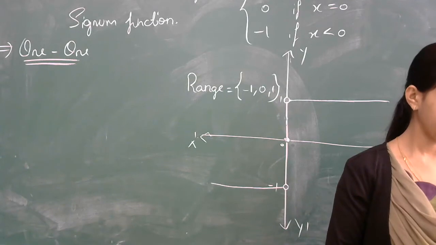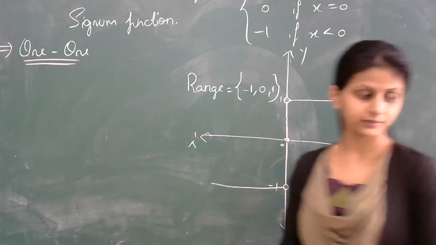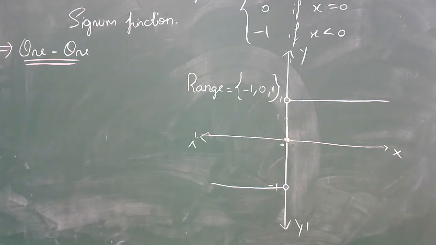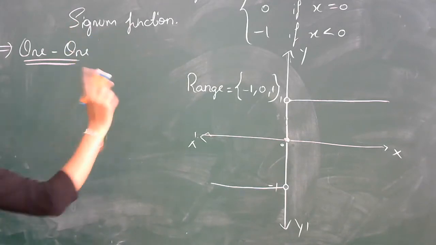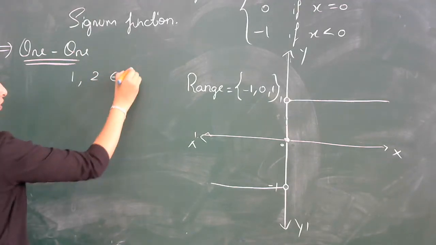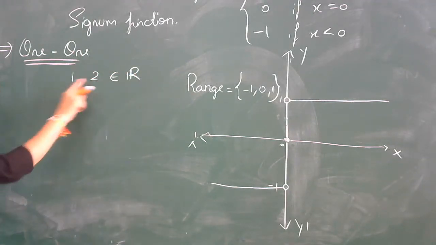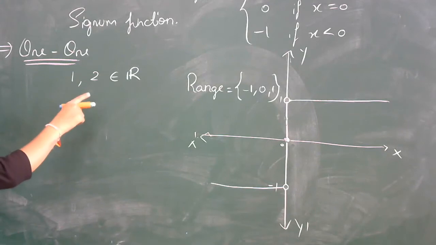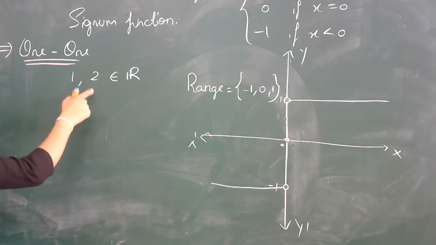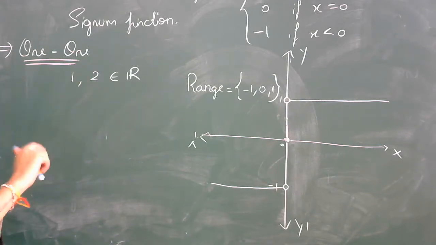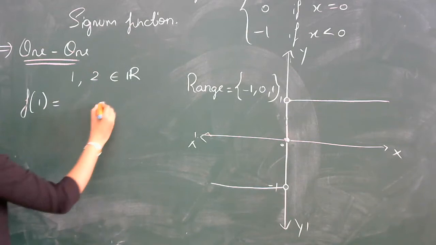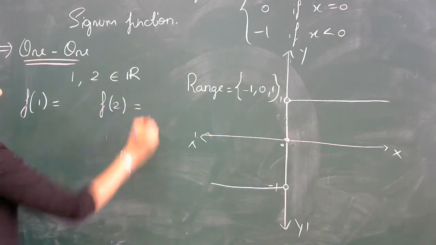Yes? Anyone? A is not equal to B. Very good. A is not equal to B, meaning I can take two real numbers from the domain. I can take 1 and 2. So these both are positive numbers. You can observe I have taken two real numbers from the domain, 1 and 2. Now can you tell me what is f of 1 equal to and what is f of 2 equal to?